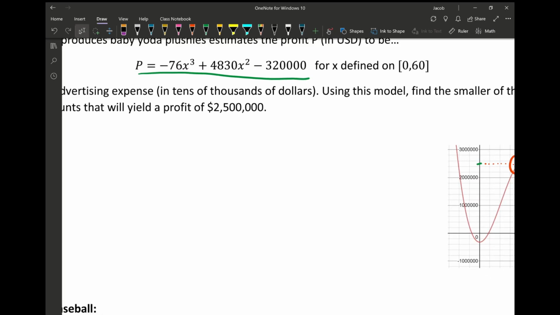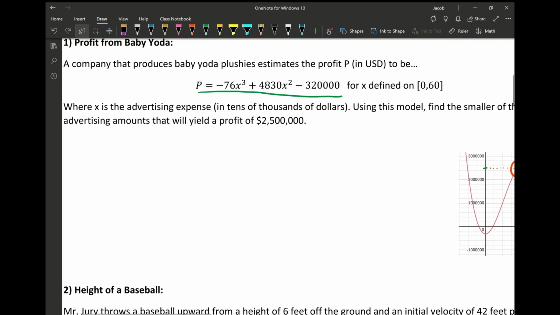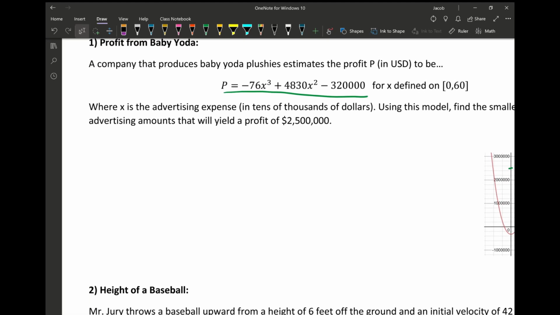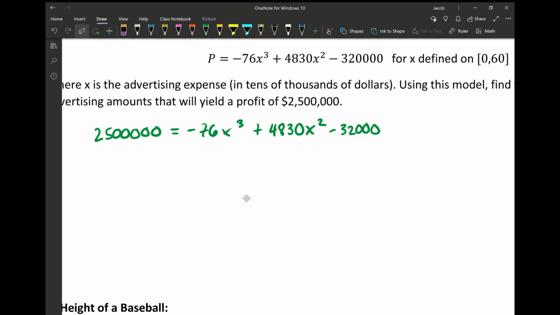You could do the same thing where you're just guessing on the graph if you pull that up, but we need a more concrete way of doing that. Normally we would factor this or use some type of quadratic formula, but we cannot because this is a cubic and the quadratic formula only works for quadratics. So we have to get this 2.5 million number on the right side of the equation. And the only way to solve this one easily is to graph it.